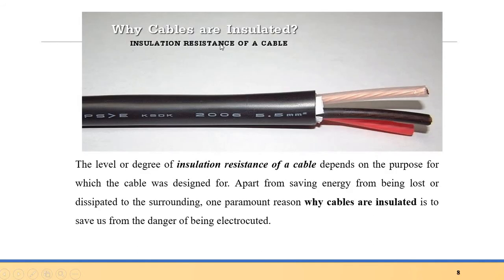So why are cables insulated? Why is insulation resistance required? The level or degree of insulation of a cable depends upon the purpose for which the cable was designed. Apart from saving energy being lost or dissipated to the surroundings, one paramount reason why a cable is insulated is to save us from the danger of being electrocuted.